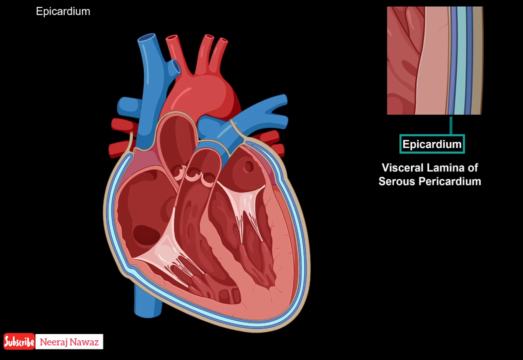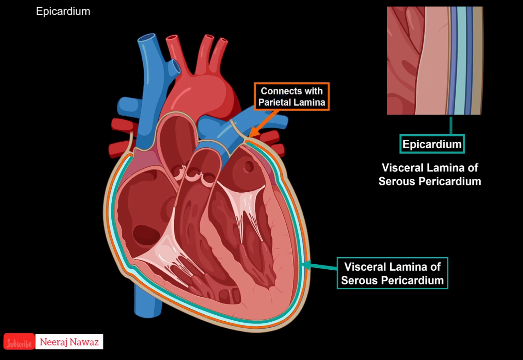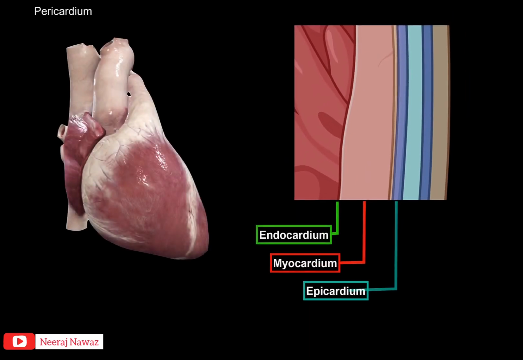The epicardium is actually the visceral layer of the serous pericardium, which is the covering of the heart. So, if this is the visceral lamina, or the epicardium, the visceral lamina is connected to the other lamina of the serous pericardium up here, which is called the parietal lamina or the parietal pericardium. So the visceral lamina and the parietal lamina are separated across the whole heart, and they connect at the back of the heart, as you see here, where the great vessels are. So now let's talk about the pericardium in a little more detail.